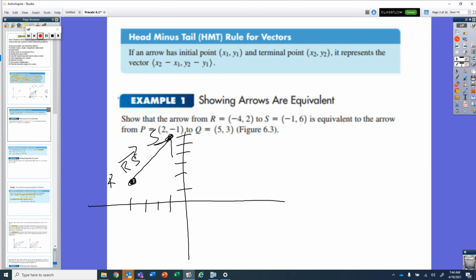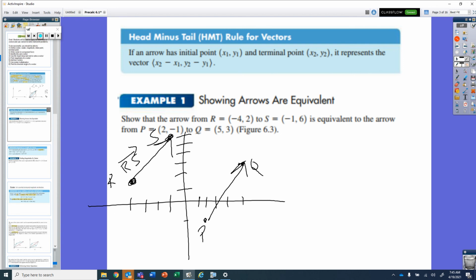Then we also have a vector PQ, and that vector PQ has P at 2, negative 1. And we've got Q at 5, up 3. And ultimately, what we are trying to identify is that these two vectors are equivalent to each other. Well, we can do this by applying the head minus tail rule to both of these and making sure that the component form of both of these vectors is exactly the same.